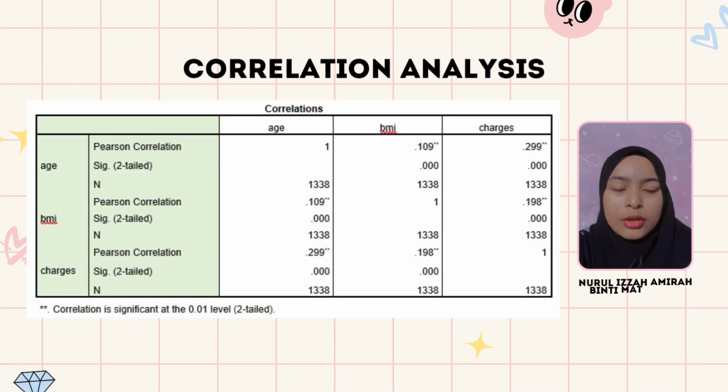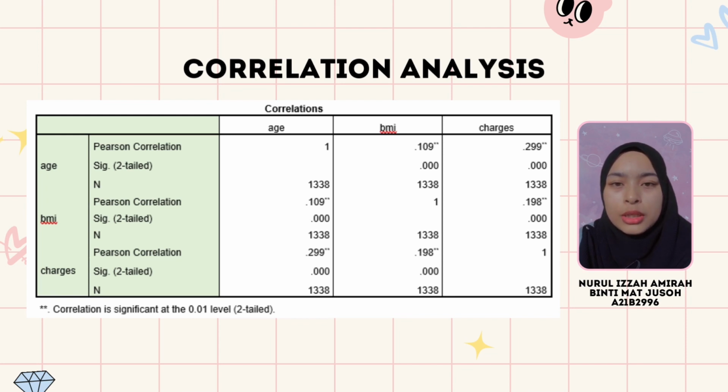The table shows the correlation of age, BMI and charge. The value of R indicates that there is a different correlation between age, BMI and charge. The correlation between price and income is 0.109, which is positively correlated, and this test shows a significant relationship. The strength of the correlation is weak. The correlation between age and charge is 0.299, which is positively correlated. This test shows a significant relationship. In addition, the strength of the correlation is weak.